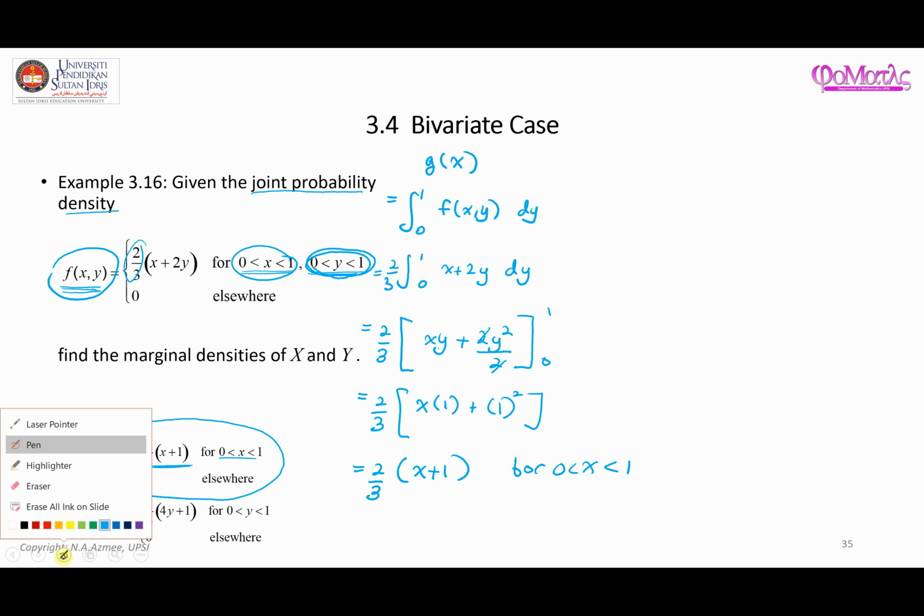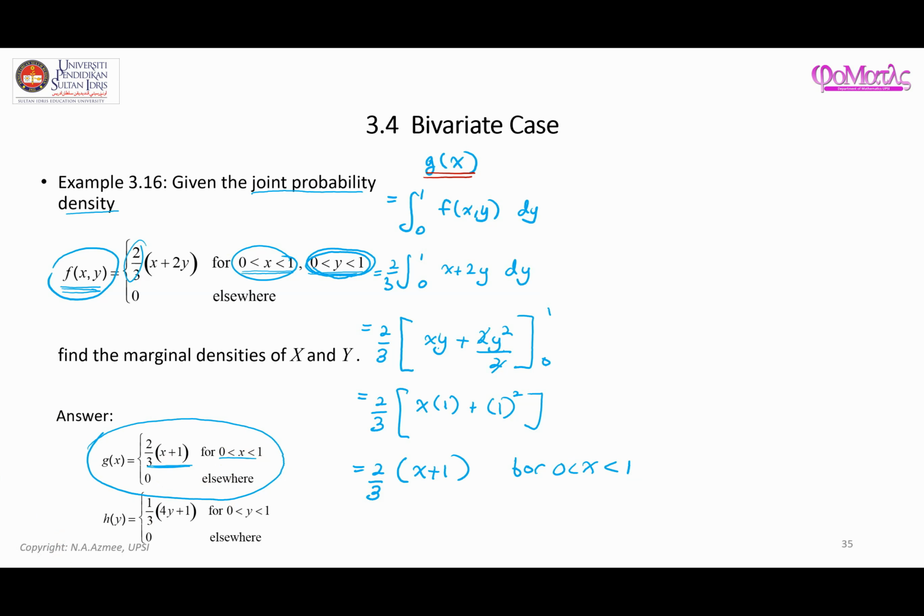I hope you can see that intuitively it makes sense. If you want to find g(x), what is the meaning of g(x)? It means a function that only depends on x. Okay, so if it depends on x, we need to get rid of all the y's in the original joint probability density. So if we need to get rid of y, we need to integrate with respect to y, so that when we substitute the values of y, we can eliminate the variable y from the whole thing.